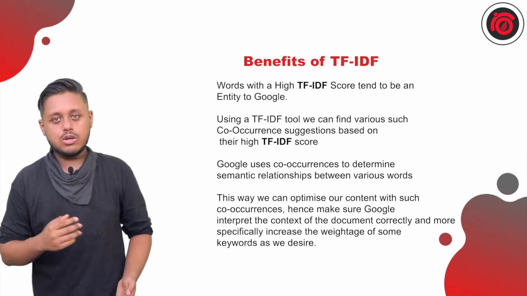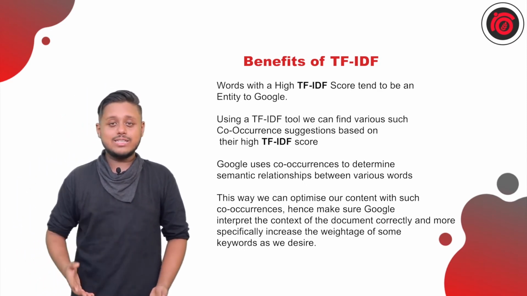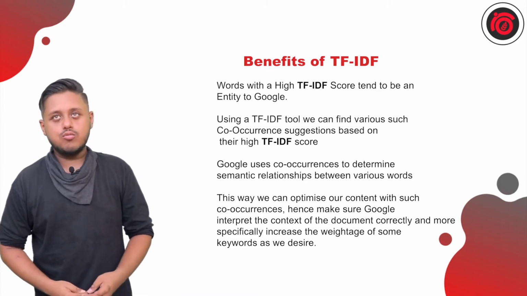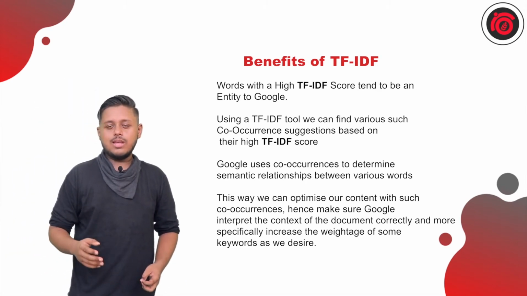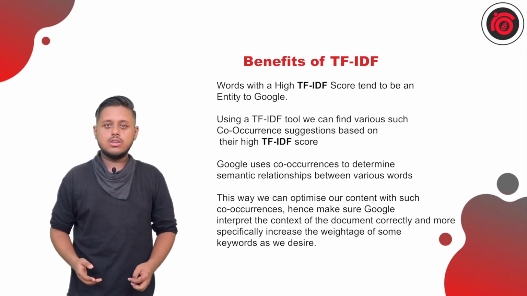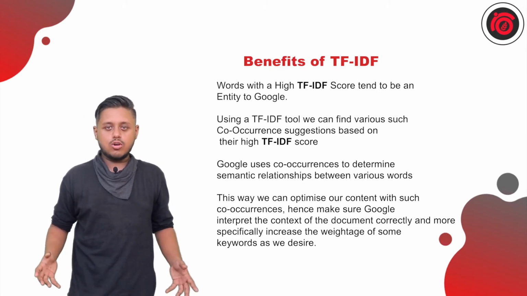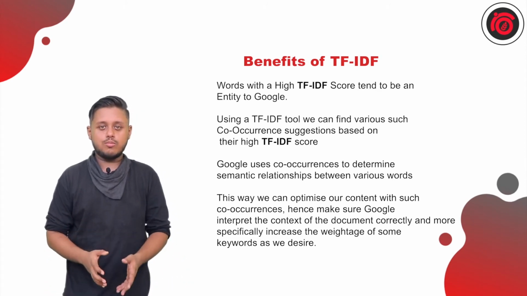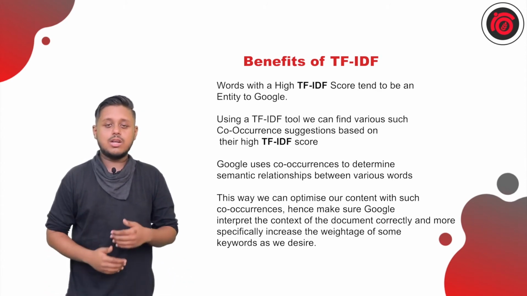That is called an entity. So a keyword which has a high TF-IDF score tends to be an entity to Google. Now next, first of all, how do we optimize for TF-IDF? Basically, when we use all these keywords which have a high TF-IDF score in your document, it basically increases your relevancy score to Google.